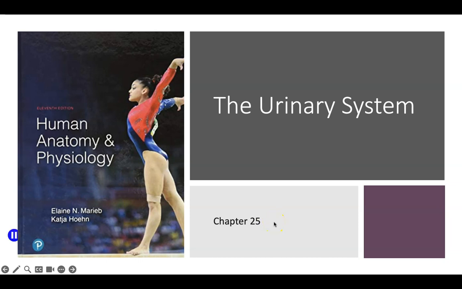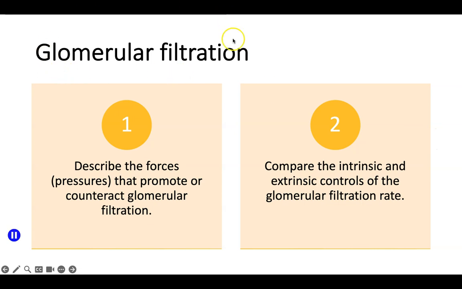In this video, I'll review concepts from Chapter 25 of Human Anatomy and Physiology, 11th edition. This chapter focuses on the urinary system. In particular, we'll be looking more closely at the process of glomerular filtration.